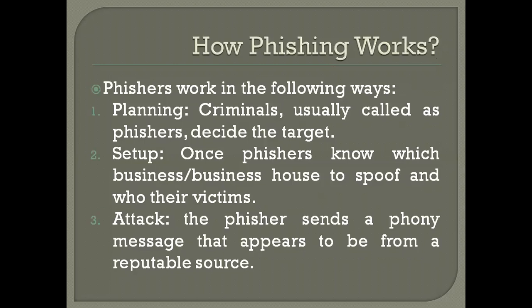Then how does it work? Phishers work in the following ways. Phishing is sending unwanted emails, and through those emails they get personal information, personal financial data or personal IDs. So how do attackers carry out phishing? The first step is planning. Criminals are usually called phishers, and they decide the target. Planning means that first of all they target one person, and they are going to start.